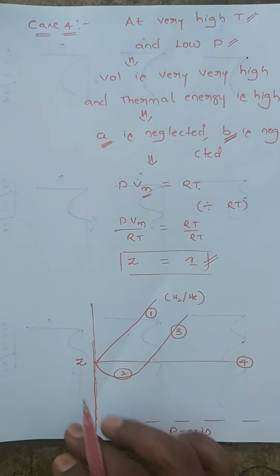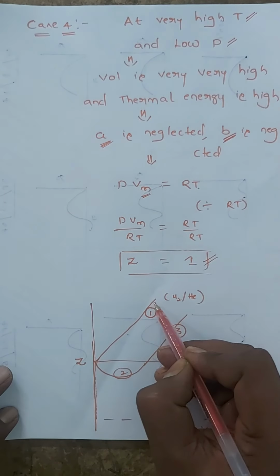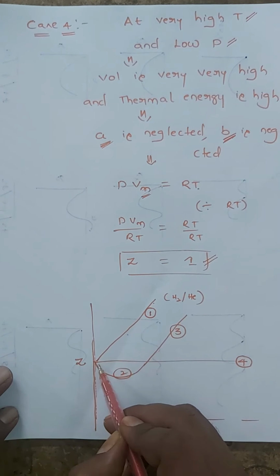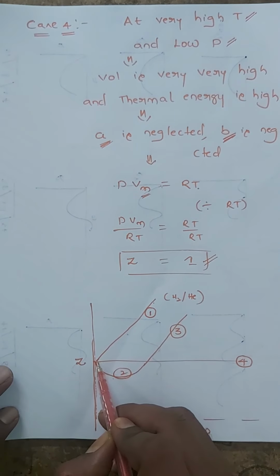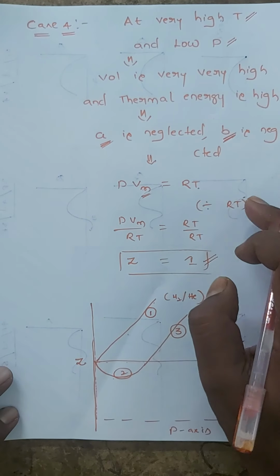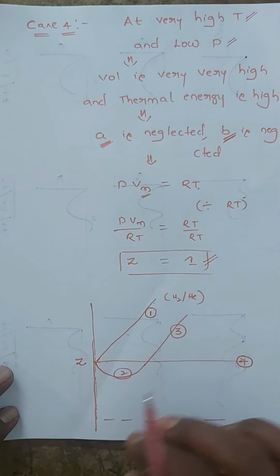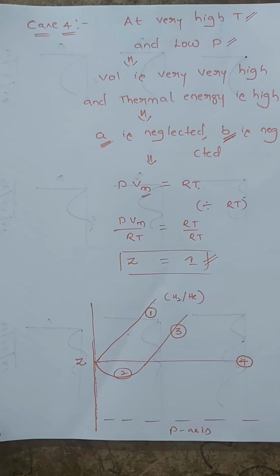All these 4 different cases are shown in the graph itself. This is case 1, this region is case 2, this region is case 3, and the straight line represents case 4, whatever I have discussed in the last session. This is the concept related to applications.